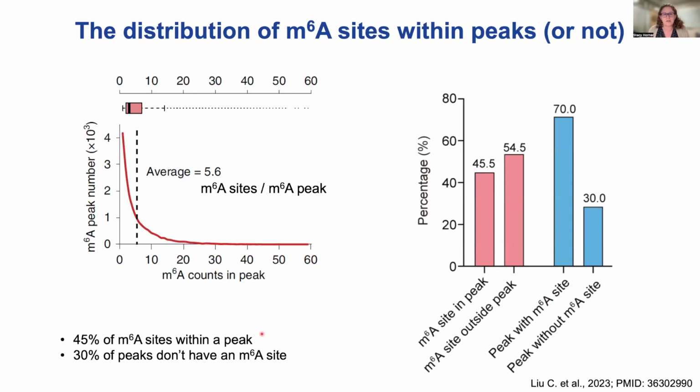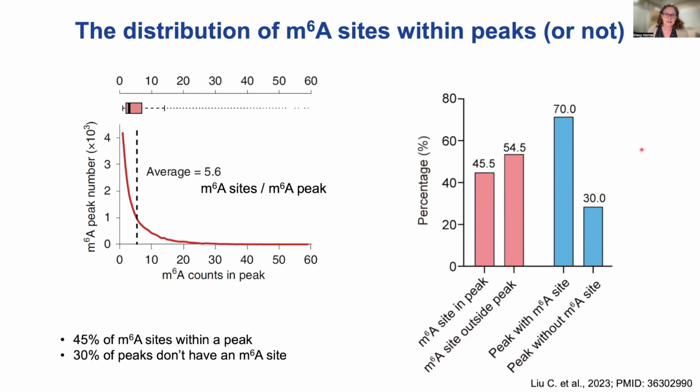We also learned that the distribution of M6A sites within peaks was maybe not what we had hoped. I showed you the peak data before, and these experiments showed that in any given M6A peak, there was an average of, let's say, 5 M6A sites. That supported some thoughts in the field. But this graph over here, to me, was really interesting, because what it showed is that 45% of M6A sites are within a peak. That's great, but over 50% of sites were not within a peak. That tells you that those peak-based calling algorithms weren't really good enough; they only worked 50% of the time.